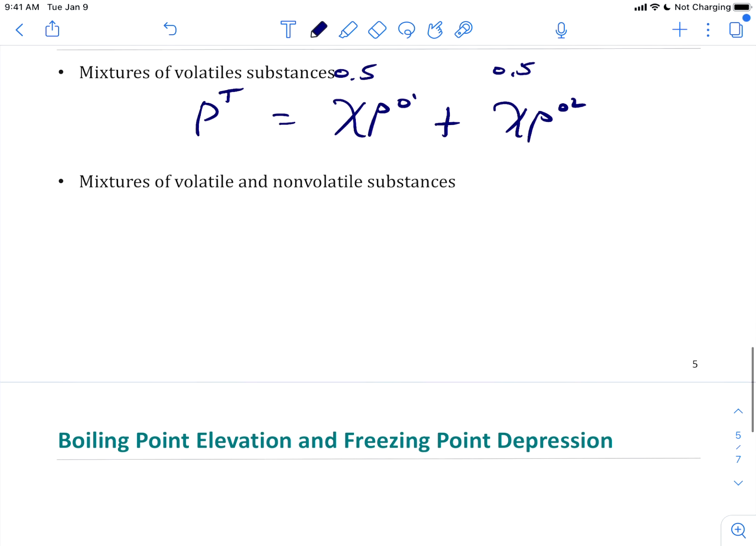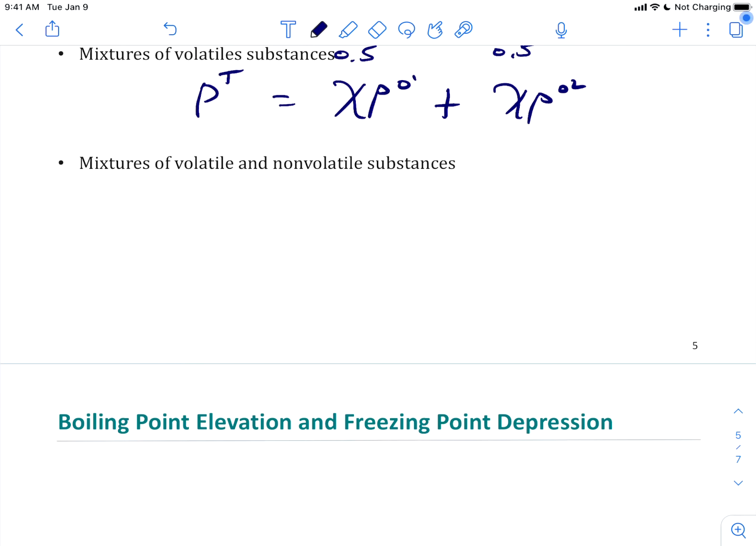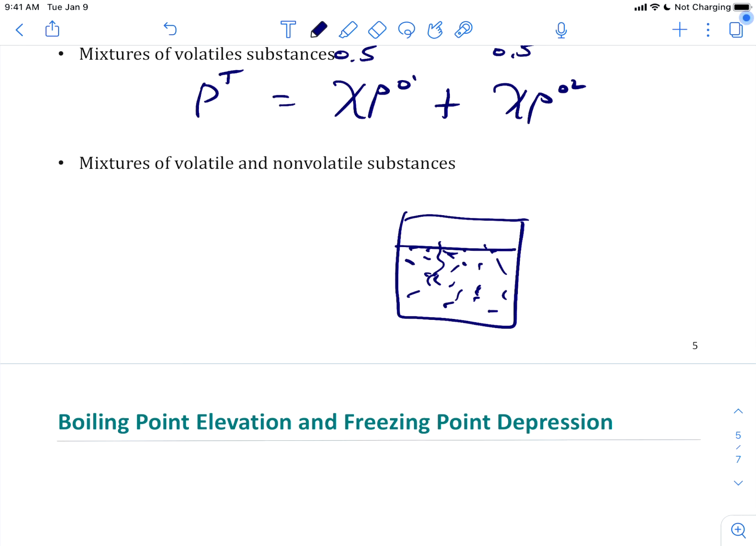Now, what if I take a volatile substance and add a non-volatile substance? So the idea here is now I've added something that's not volatile. How does that affect it? Well, I got some particles here, and because of those particles, they also represent particles at the surface, right? It makes it more difficult for the volatile substance to escape. So the vapor pressure is lowered. We call this vapor pressure lowering.